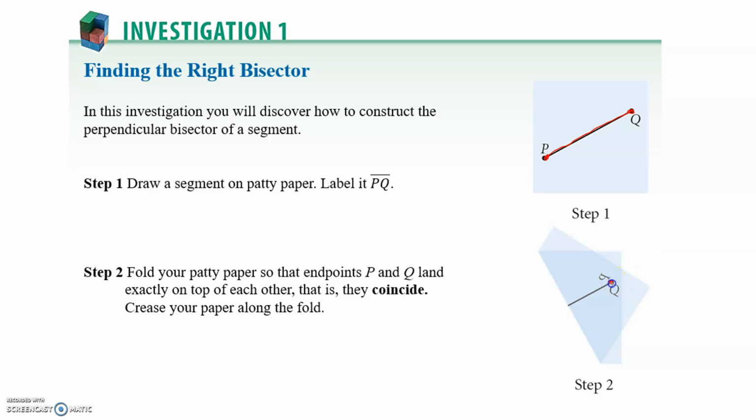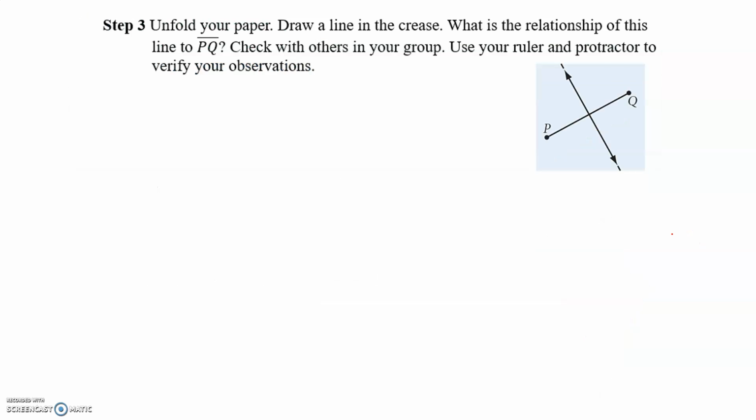That is, they coincide. So P and Q, when you fold this over, will be on top of each other, and that will create a fold here, which you are supposed to crease along the fold. When you open the paper up, on that crease, you are to draw a line. And then it says, what is the relationship of this line that you filled in that crease to segment PQ?